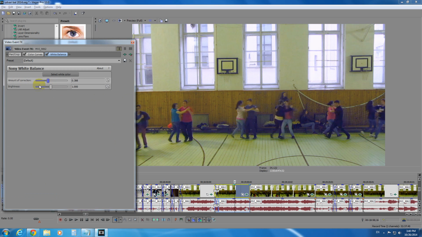And that's it. Now at white balance, let's uncheck it to see the difference. So this was before the correction, and this is with the correction. Before and after. Before, after.